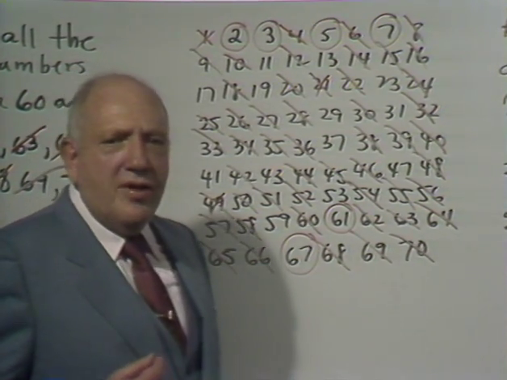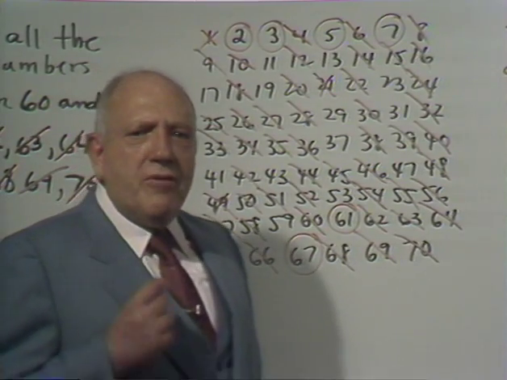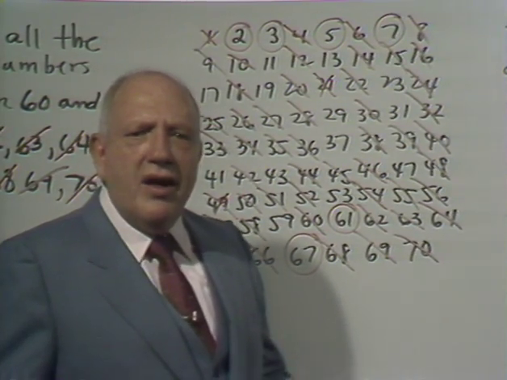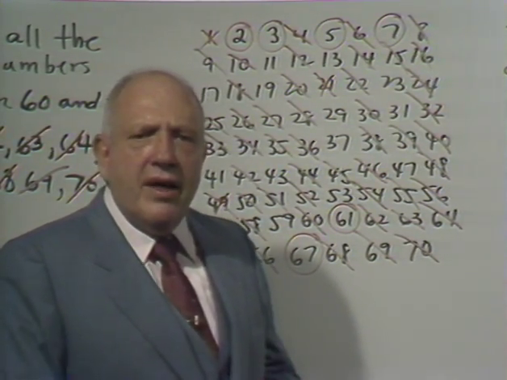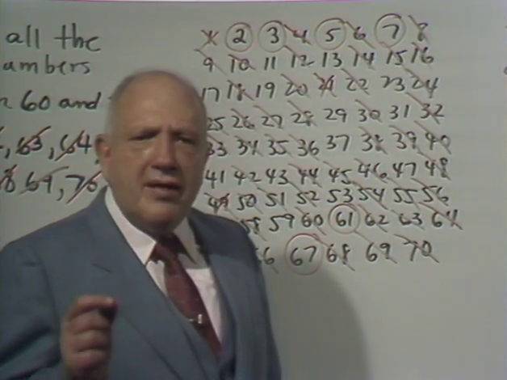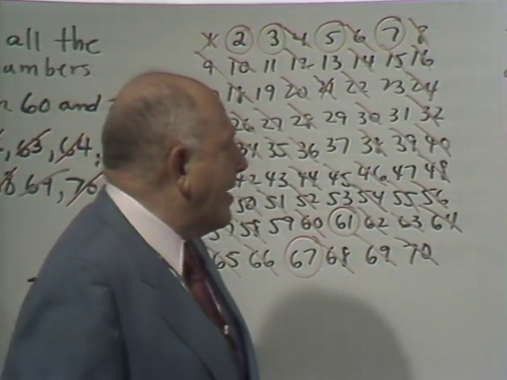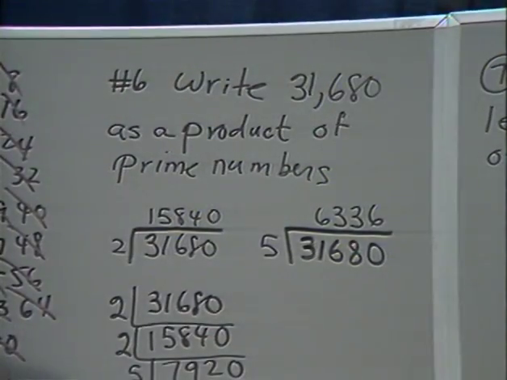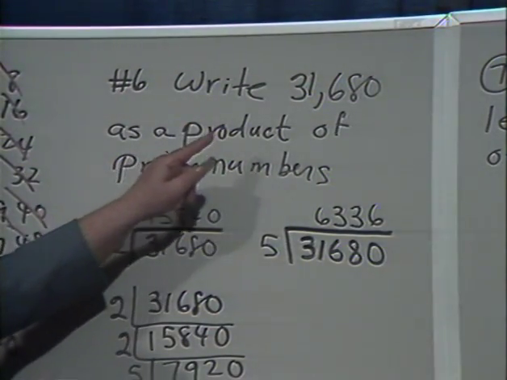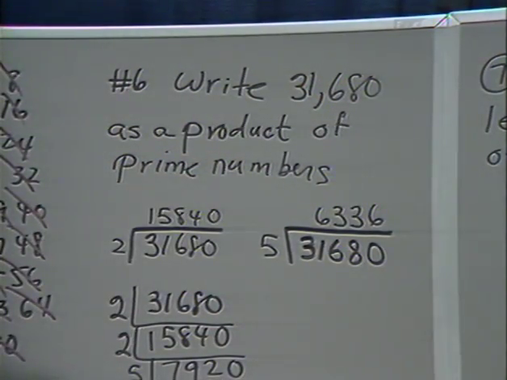Now, why do we use prime factors? Because prime factors allow us to break down big numbers into products involving smaller numbers. And that's all problem number 6 asks us to do. Problem number 6 says, write 31,680 as a product of prime numbers. Well, how shall we start?